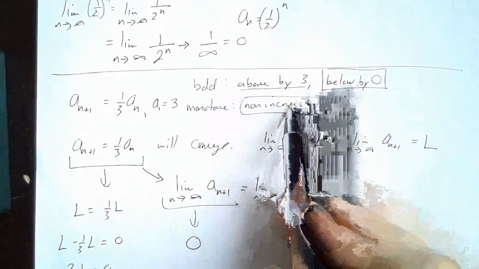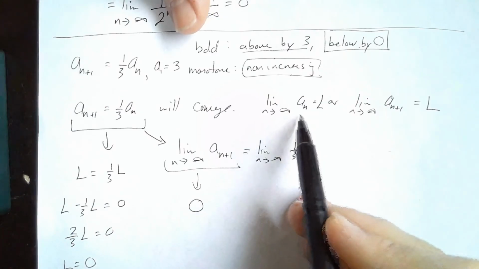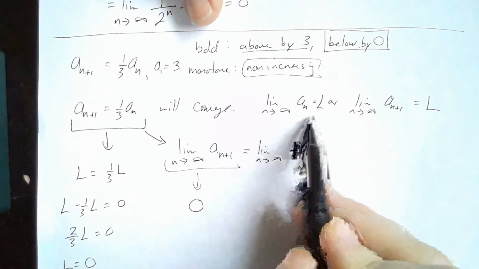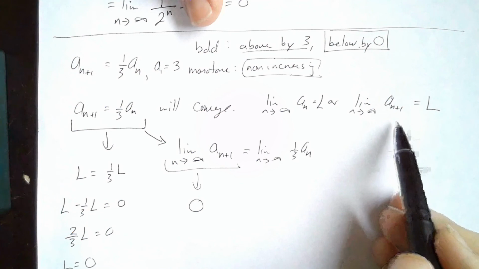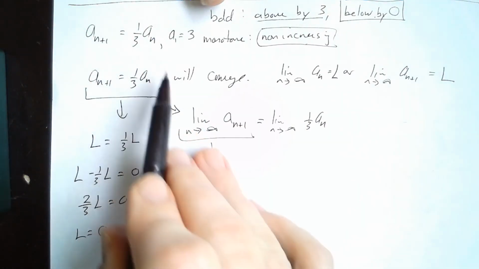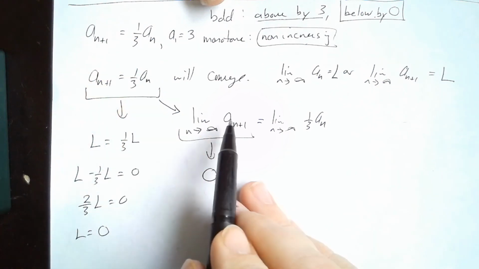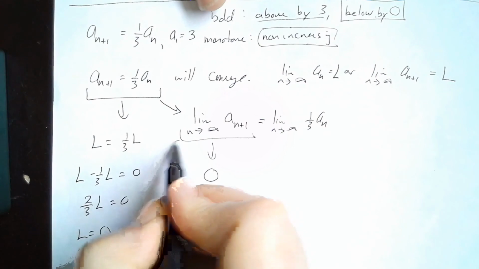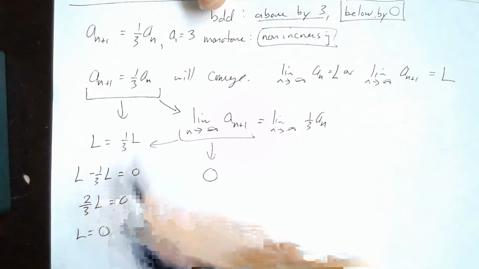Hence, this is a bounded function, non-increasing, and I can guarantee by the bounded monotone theorem that a sub n will approach L, as will a sub n plus 1. I can replace those values in the rule here, taking the limit of both sides, replacing a sub n with L. I'm going to create an equation, and I'll be able to solve for L.